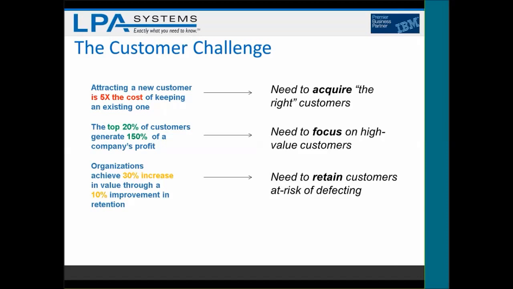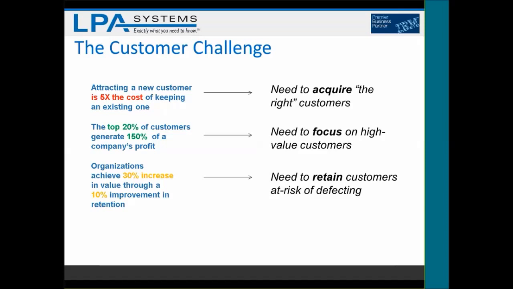The top 20% of customers generate 150% of a customer's profit. So once we've got a customer in, it's really important to focus on those high-value customers. That means we need to know who that high-value customer really is.